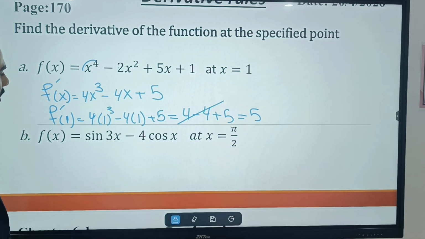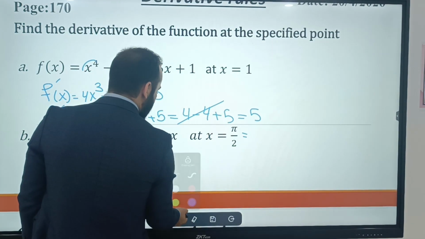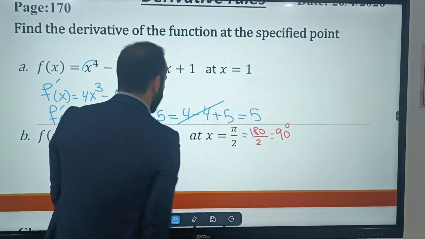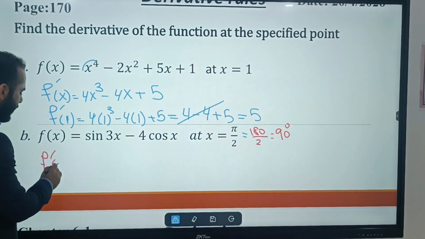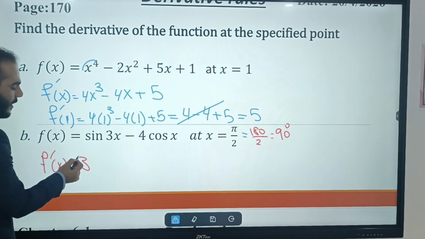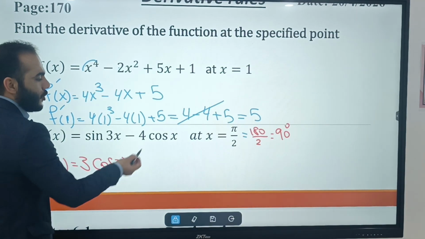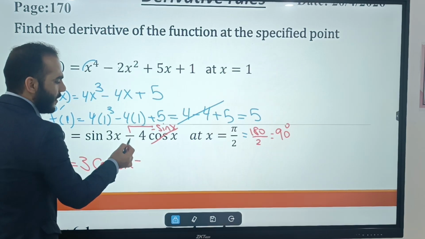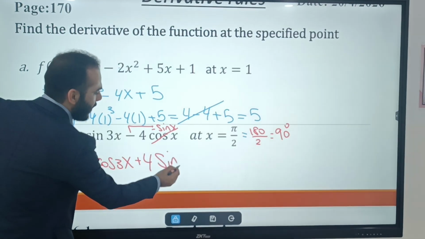f of x equals sine 3x minus 4 cosine x, at x equals pi over 2. What is pi? Pi is 180, divided by 2 equals 90 degrees. So at the end, instead of x, substitute 90. So f prime of x equals the derivative of sine 3x. 3 comes out, so 3 cosine 3x, minus the derivative of cosine, which is negative sine x. With this negative it becomes plus, positive 4 sine x.